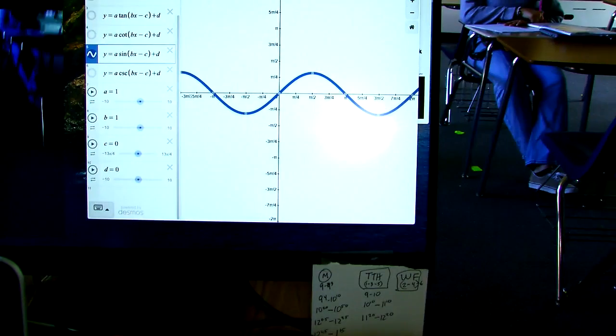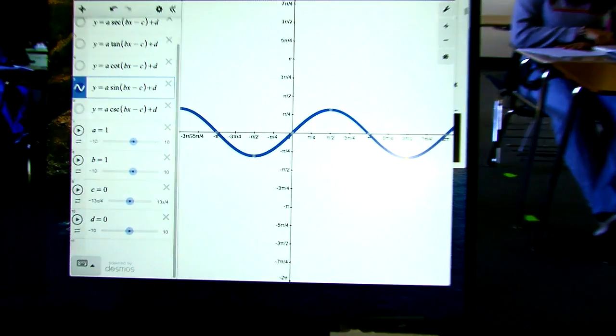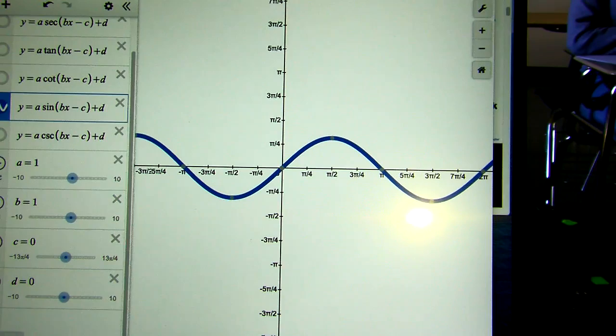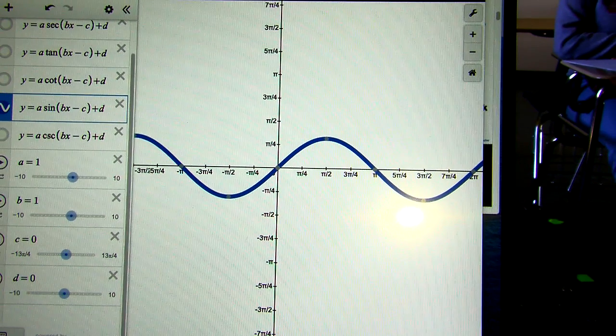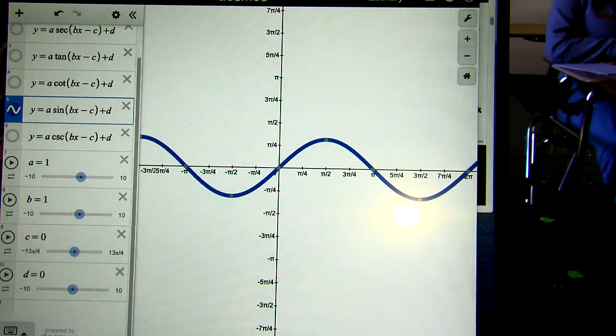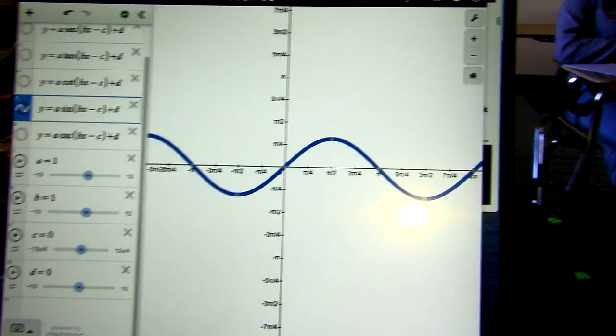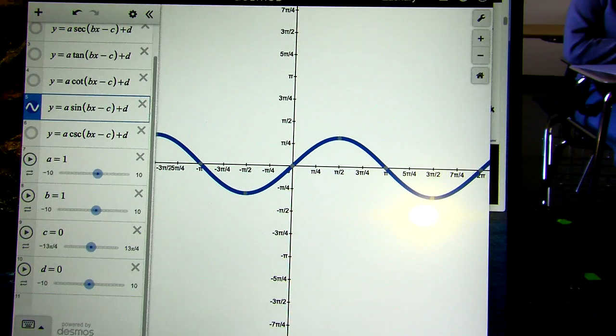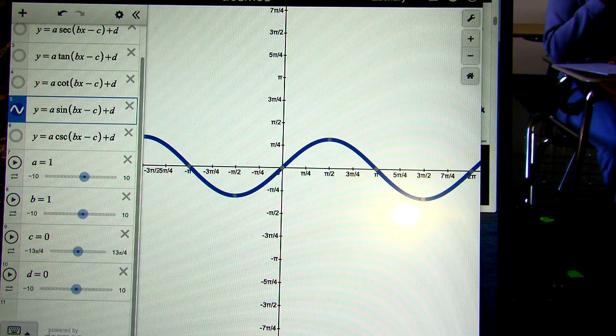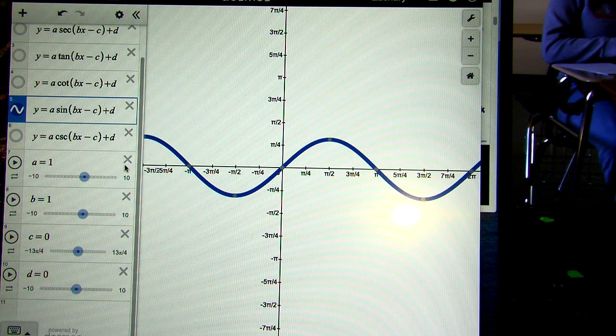Now, this is Desmos. We have right now showing the sine of x. You can see on the left side of the screen. You guys see that pretty well here, huh? Good. So you can see that right now this is just the sine of x. And what do we have? It's the a sine bx minus c plus d. That's our standard equation for the sine function.